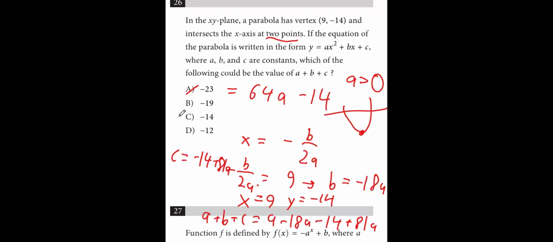And then for answer choice D, we have negative 12 is equal to 64a minus 14. So 64a is equal to 2. So a is equal to 1 over 32. 1 over 32 is a positive value, so the correct answer is D.